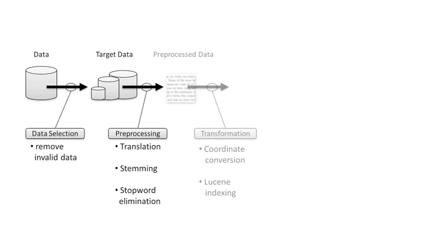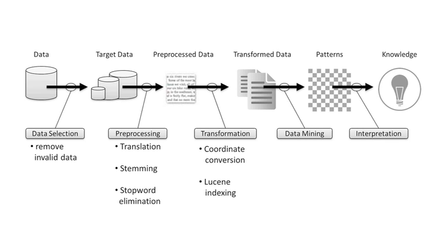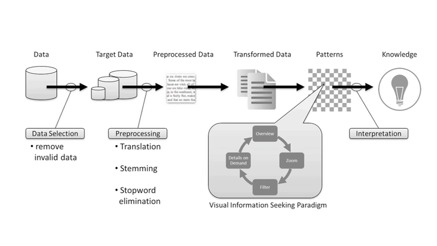In the transformation step, we convert the coordinates from geolocation to pixel location, and we index the microblog data using the high-performance text database Lucene. Now we can start mining the data and derive knowledge from it. This happens in an iterative process inspired by the visual information seeking paradigm using EVA, a self-written visual analysis tool for the provided microblog data.